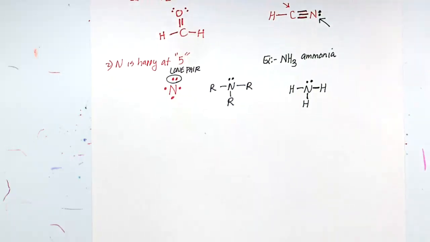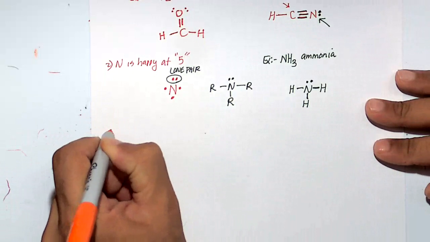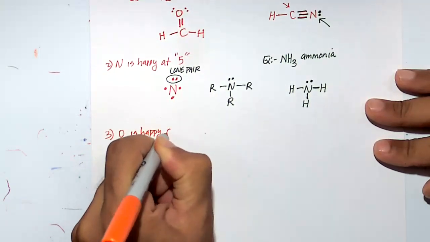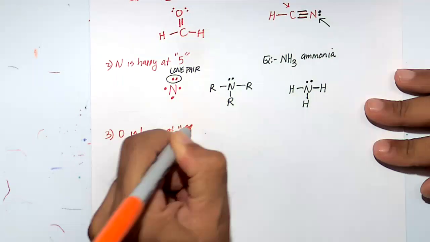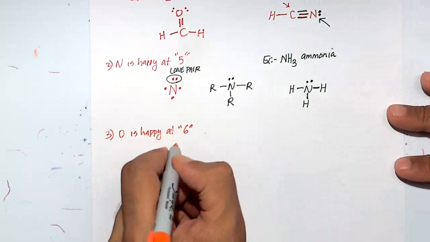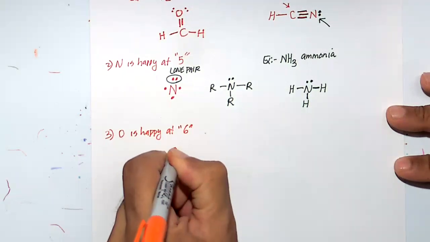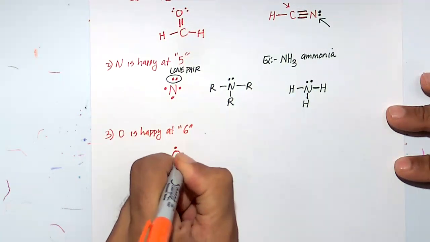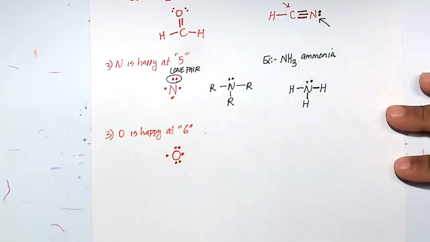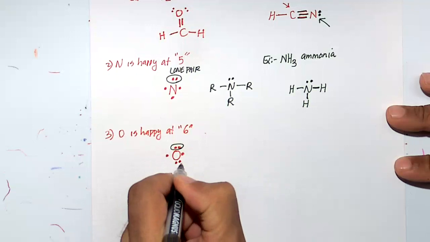The next one on our list is oxygen. Oxygen is happy at 6. I'm going to have the 6 valence electrons: 1, 2, 3, 4, 5, and 6. Here we have not 1 but 2 lone pairs.